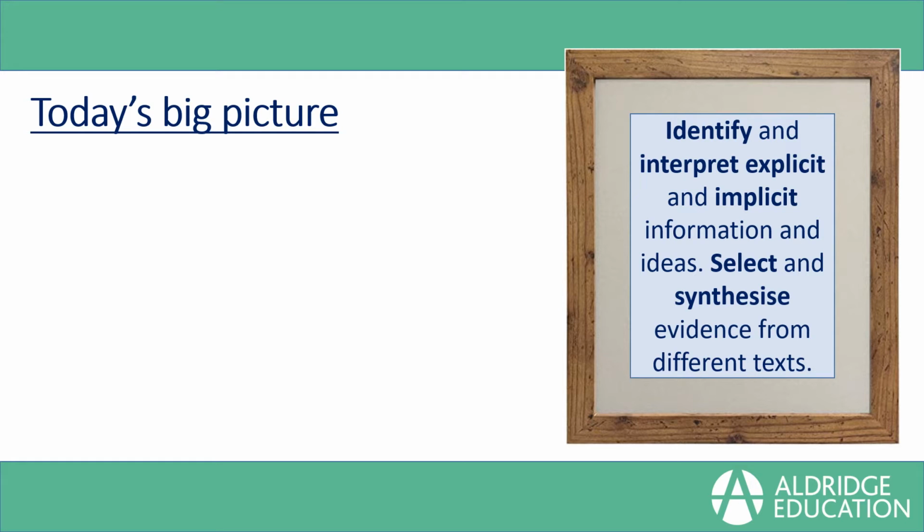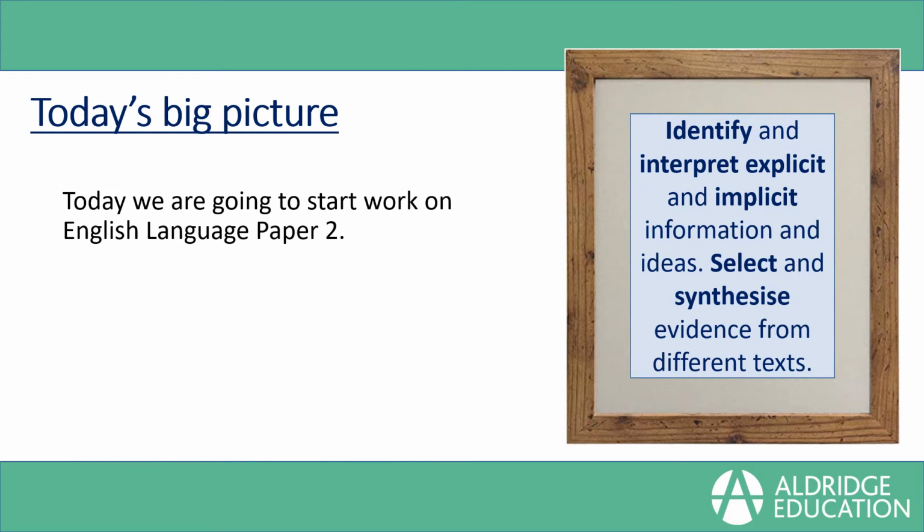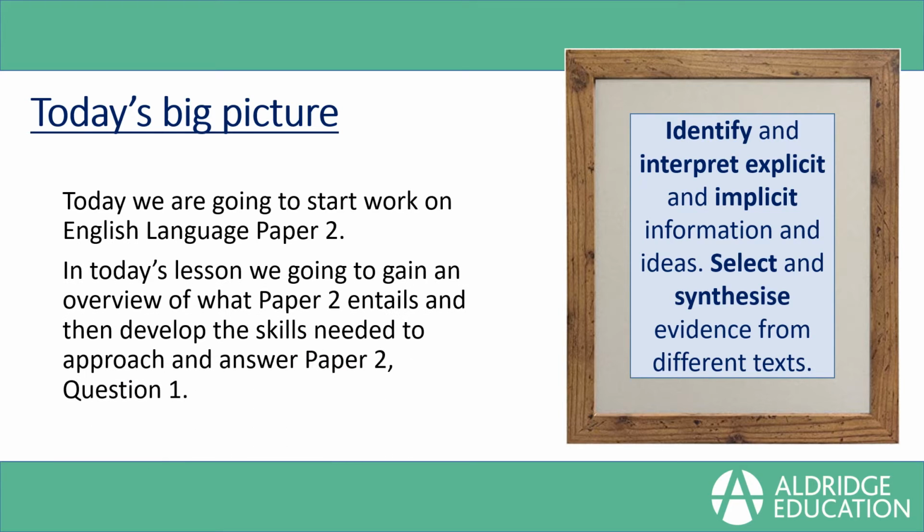Okay, so today's big picture is that we're going to work on identifying and interpreting explicit and implicit information and ideas, and we're going to be picking out evidence from different texts. So we're going to start our work on English language paper 2. So in today's lesson, we're going to gain an overview of what paper 2 entails and develop the skills needed to approach and answer paper 2 question 1.